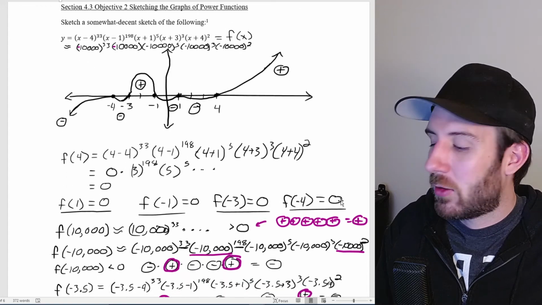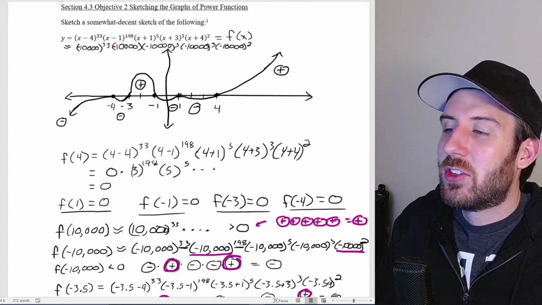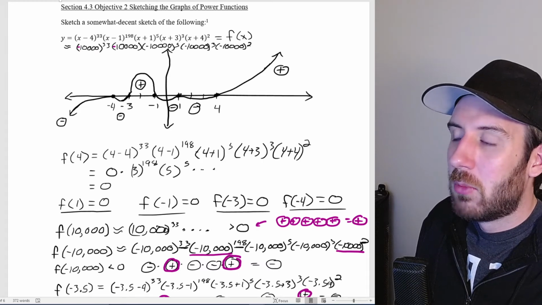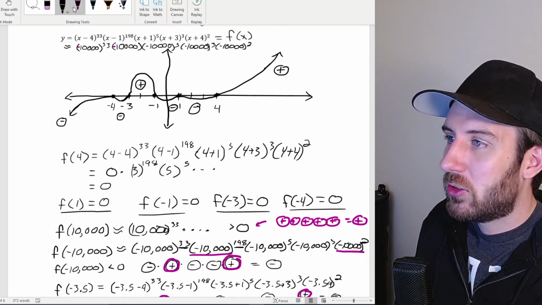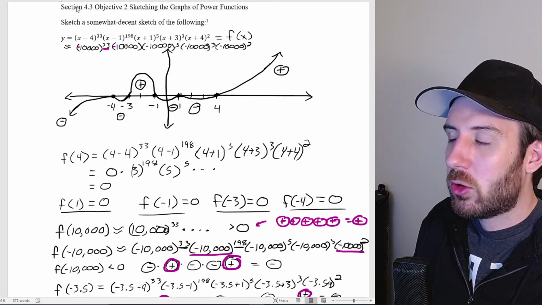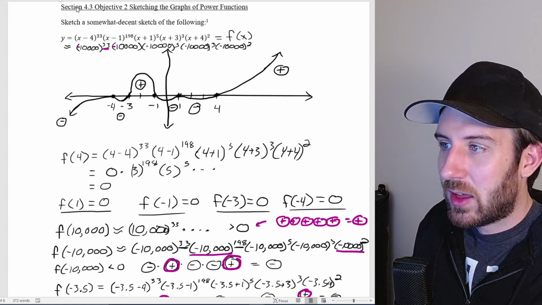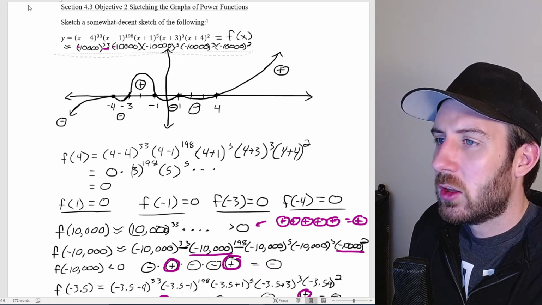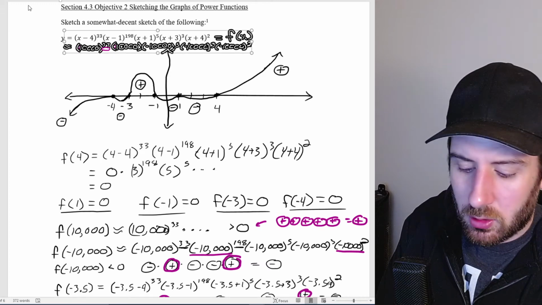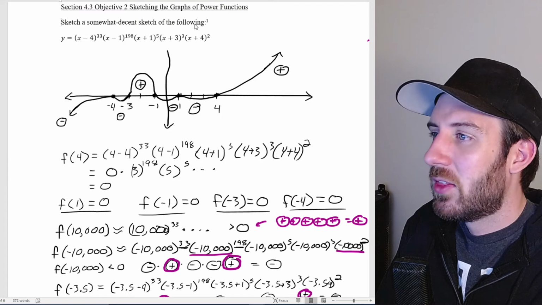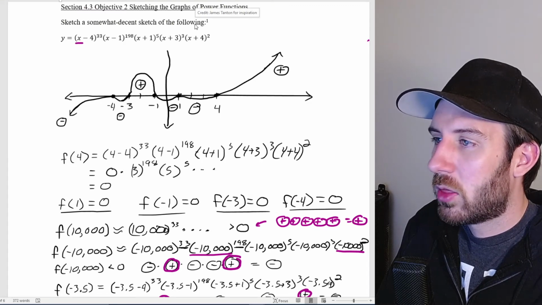Now, one other pattern that I want to point out while we're here is to take a look at kind of what's happening with these multiplicities, as they're called. So the multiplicities are the number that's happening up in the exponent. So let's take a look at this 33 here that's happening. Actually, let's erase this one, and let's take away all of this, and we'll go back to just the original problem. Let's take a look here at what's happening. This x minus 4 to the 33rd power.